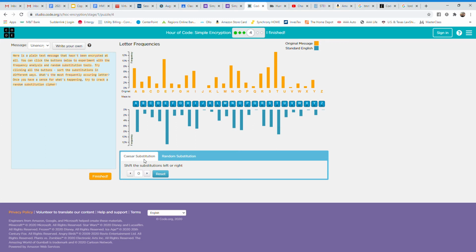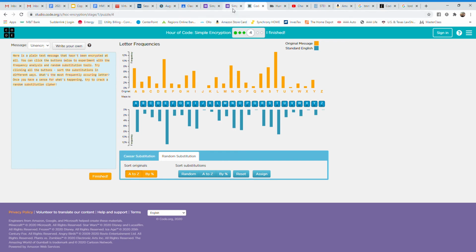So in Caesar substitution, we were just simply shifting the letters over and over, A to B, B to C, etc. Well, random substitution is a little more difficult, and it's really a better way to encrypt something. Now, in today's day and age, you can even beat random substitution, but it'll take a little bit more work, and I'm going to show you how. So that's the point of this activity.